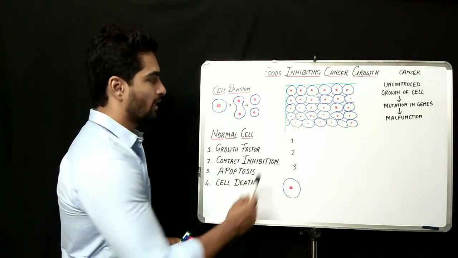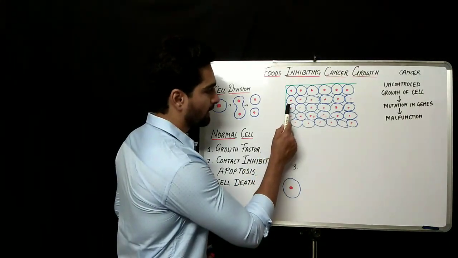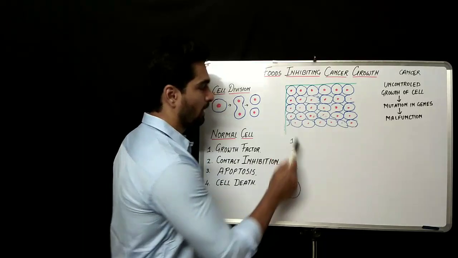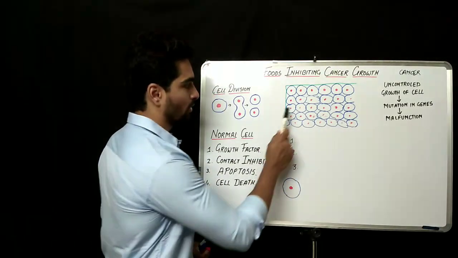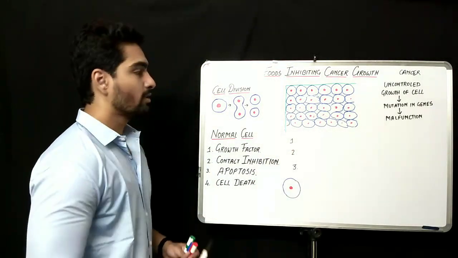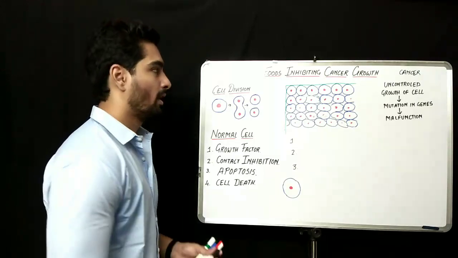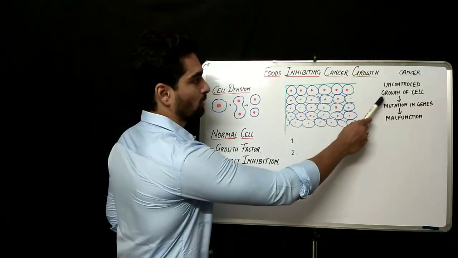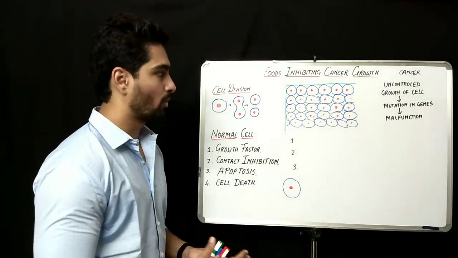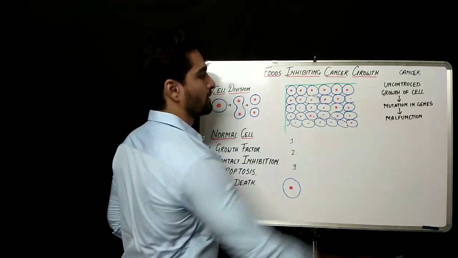And the fourth one is, if there is any kind of damage in the DNA in the nucleus of a cell, a normal cell will die and cease to exist. Let us now talk about cancer. Cancer is basically uncontrolled growth of cells, which happens because of mutations in your genes.